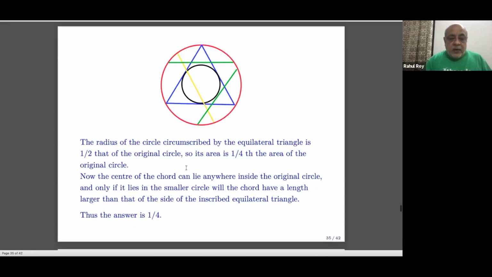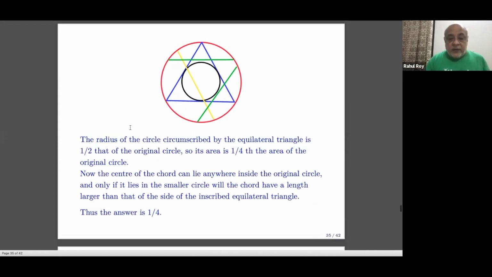Now the center of the chord can lie anywhere inside the original circle. In particular, if the center of the chord lies inside the black circle, then only it will have a length bigger than the side of the equilateral triangle. But this circle inside has area 1/4 of that of the big red circle. Therefore, with probability 1/4, a random chord will have a length larger than the length of the equilateral triangle inscribed in this circle.